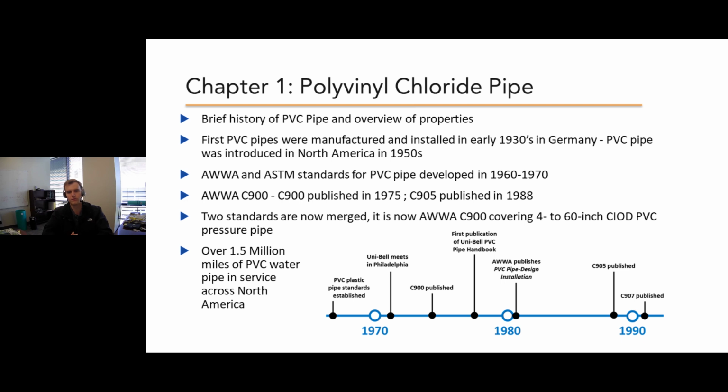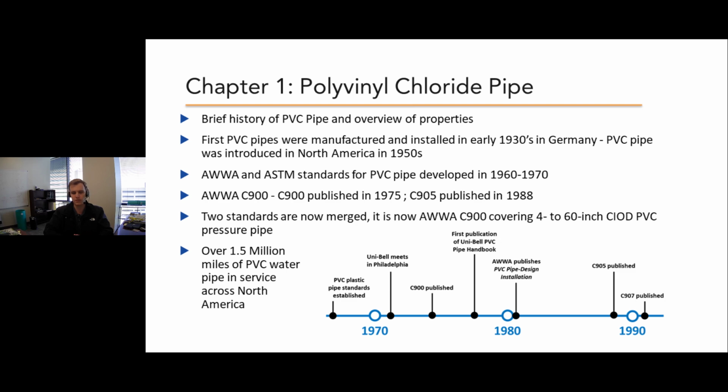To start us off, chapter one is a brief introduction chapter on what polyvinyl chloride pipe is. It includes a brief history of PVC pipe and an overview of the material properties. As a brief history, the first PVC pipes were manufactured and installed in the early 1930s in Germany. PVC pipe came to North America in the 1950s. I think the first installation was 1954. The AWWA and ASTM standards for PVC pipe were developed in the 1960s and 1970s.